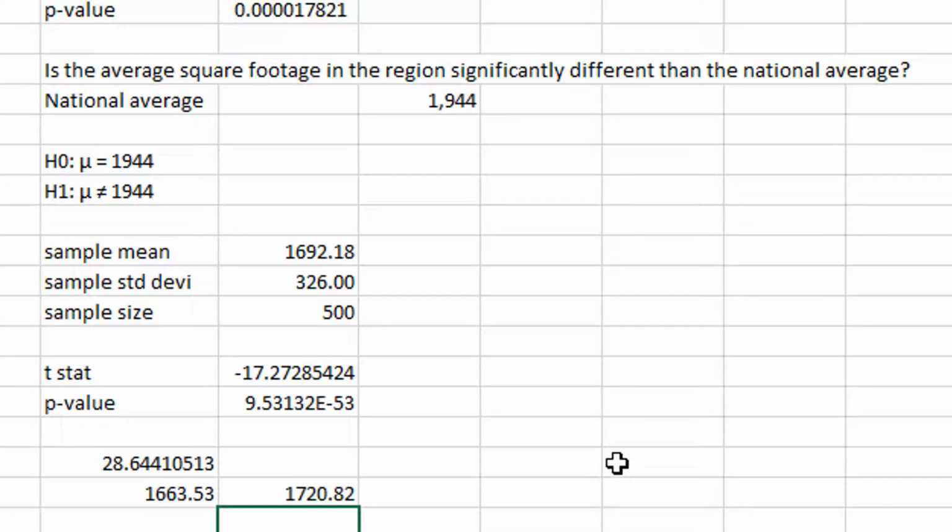So when I write this up in my paper, I'm going to talk about how I'm 95% sure that the population mean for the Mid-Atlantic square footage is somewhere in the range of 1,663 and 1,720.82. So I'm very confident that those bounds are estimating the true regional mean.